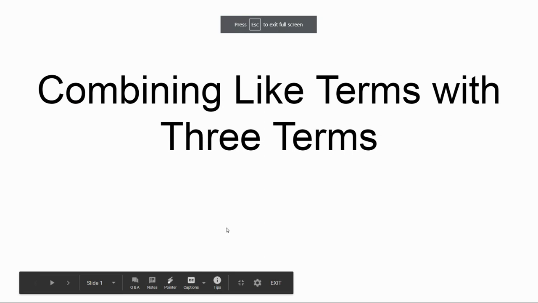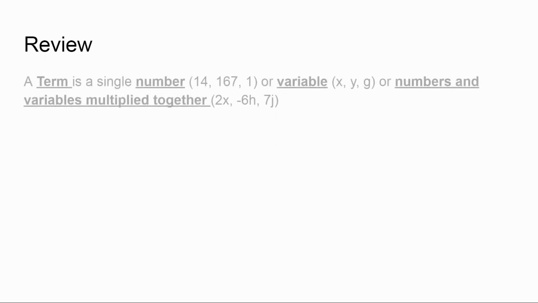We're going to be talking about combining like terms with three terms today. Yesterday we were talking about two terms, but today we're in three. So we're just going to start with some review. A term is a single number, a variable, or numbers and variables being multiplied together.